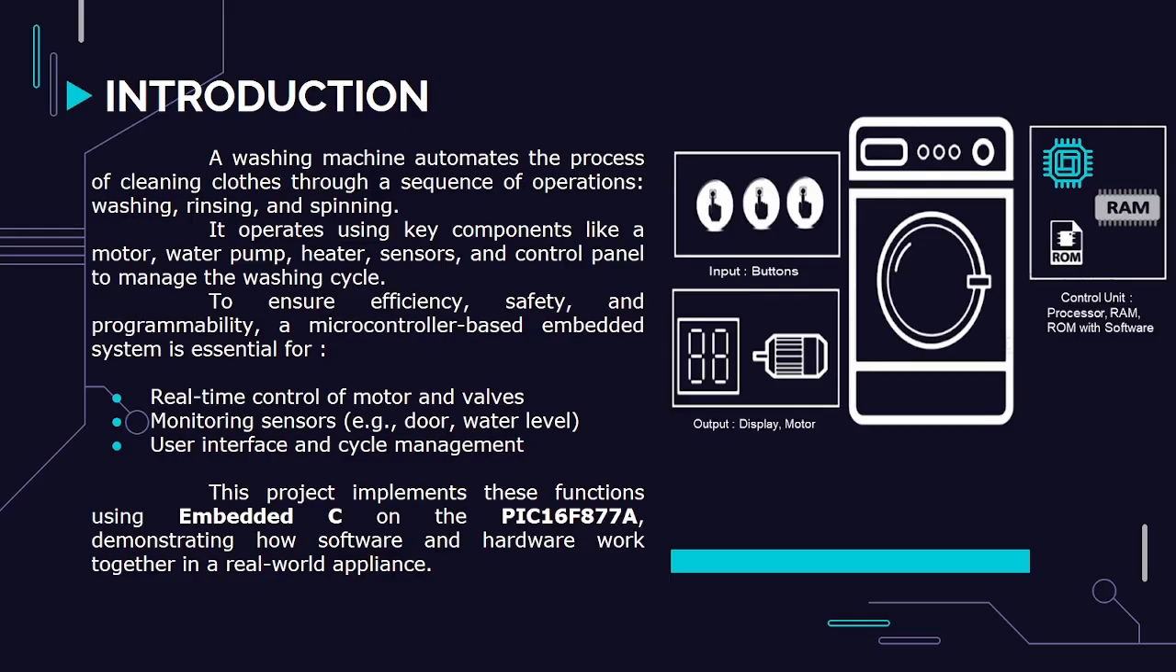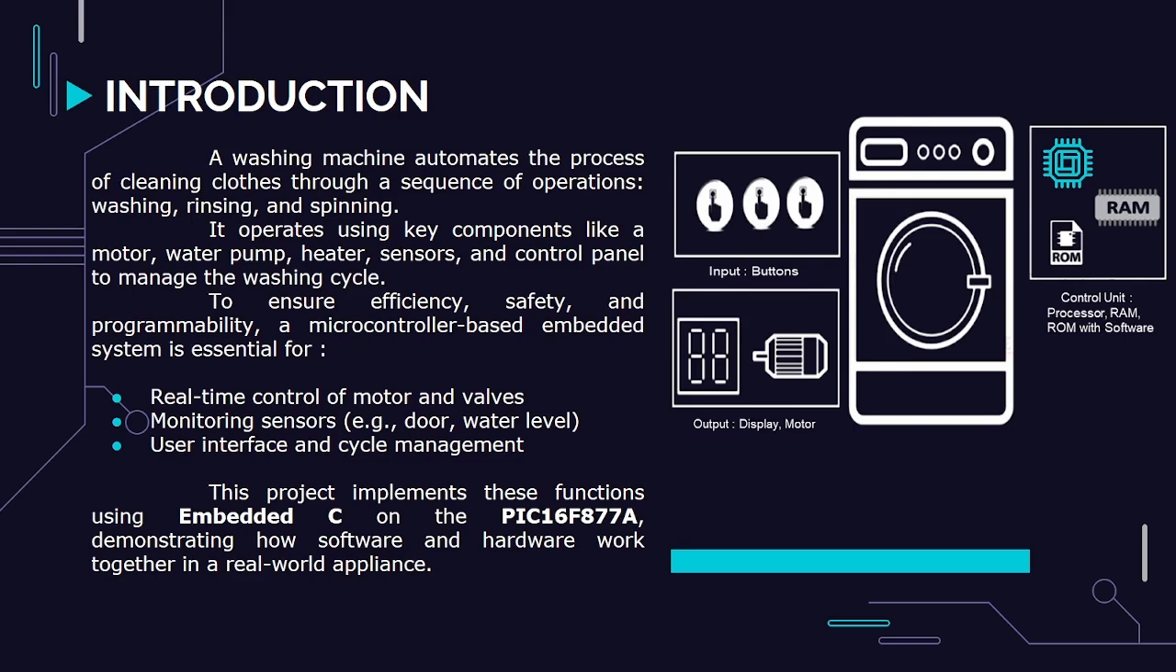Introduction. A washing machine automates the process of cleaning clothes through a sequence of operations like washing, rinsing, and spinning. It operates using key components like a motor, water pump, heater, sensor, and control panel to manage the washing cycle.